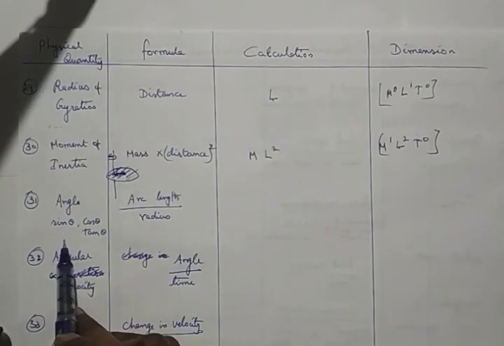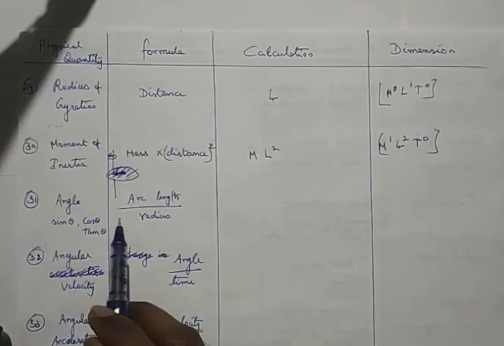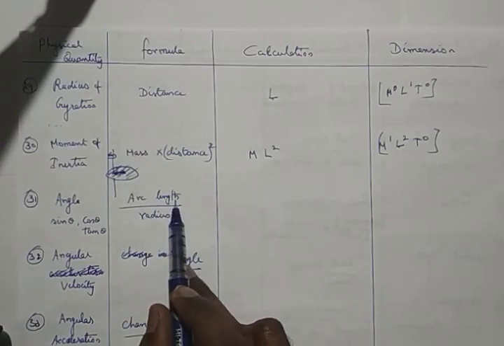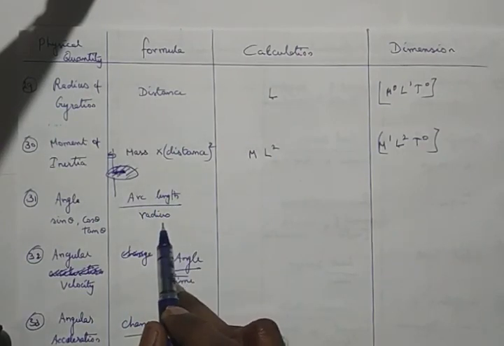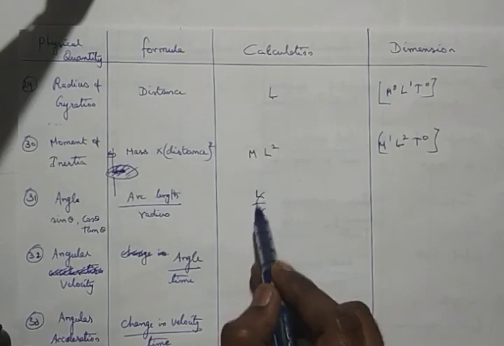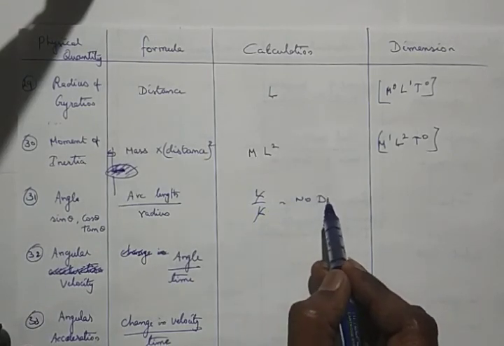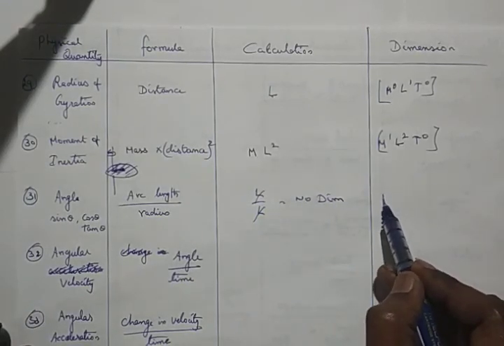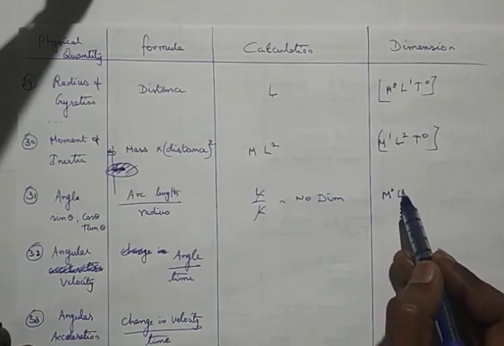Angle, sin theta, cos theta, tan theta, all of them come in the same bracket. Angle is the length of the arc upon radius. So length upon length, both of them get cancelled. It is called no dimension. So you get here M0 L0 T0.